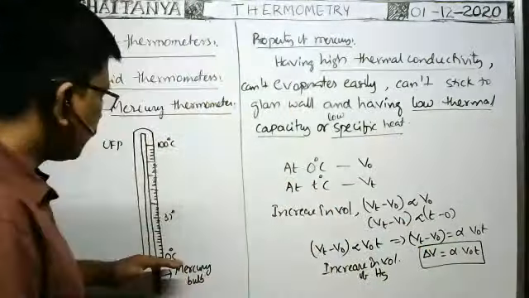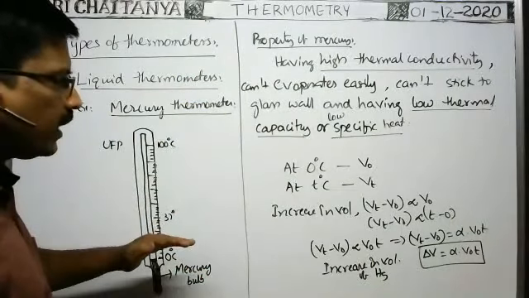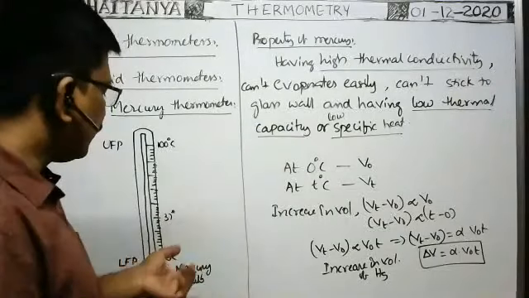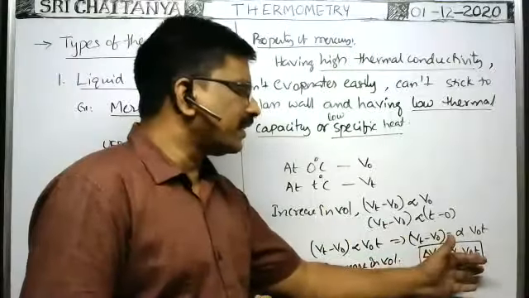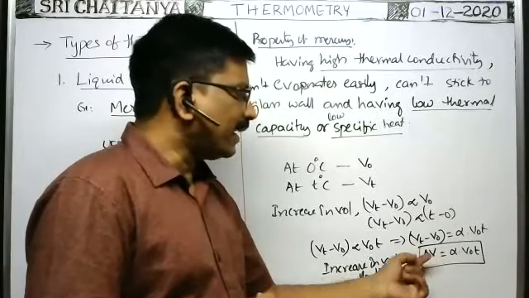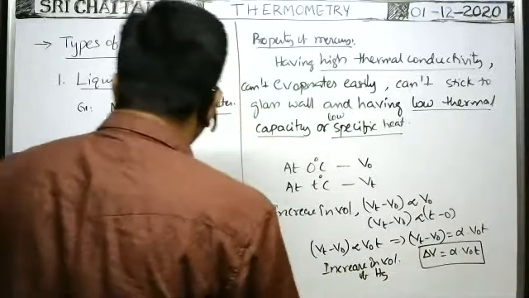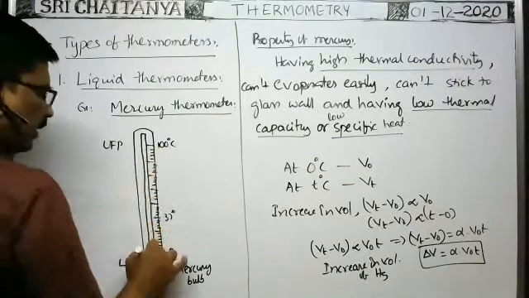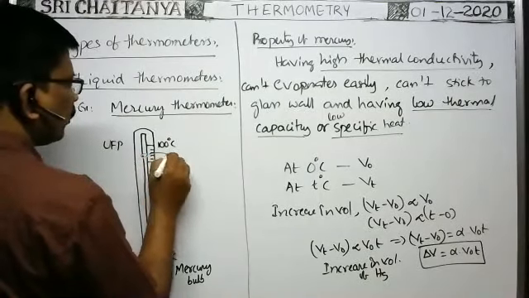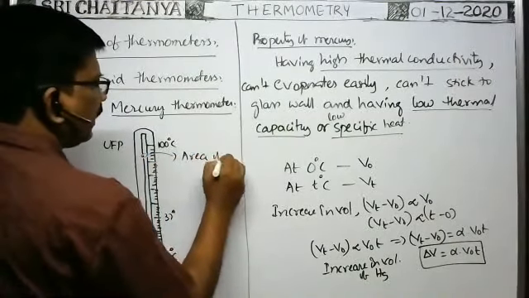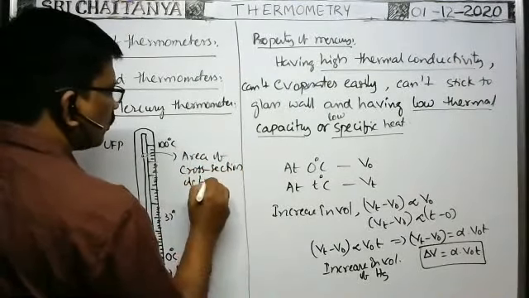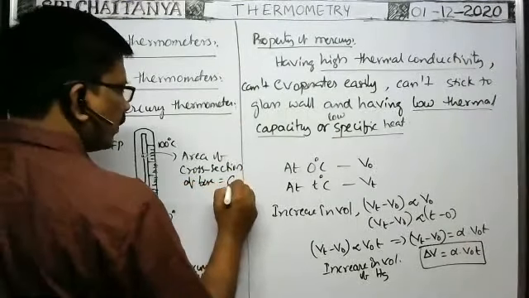Actually, we have taken the mercury at 0 degrees centigrade up to this volume. Now when the temperature of the mercury increases to 37 degrees centigrade, because of the expansion, the volume of the mercury increases. The increase in volume is equal to this one. Here, suppose the area of cross section of the bore in the thermometer is small a.